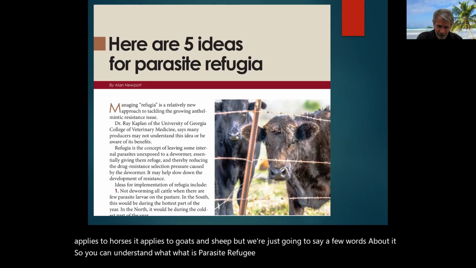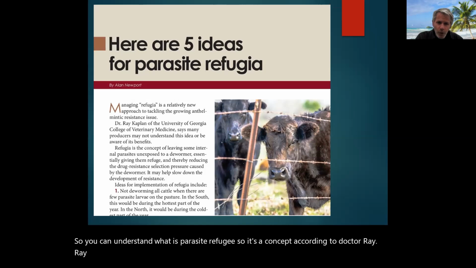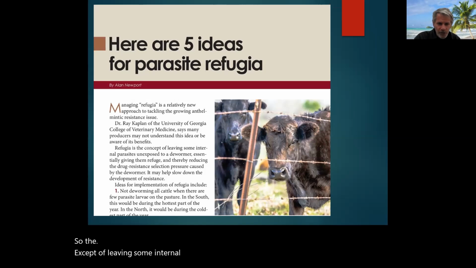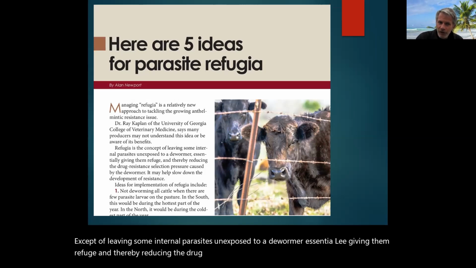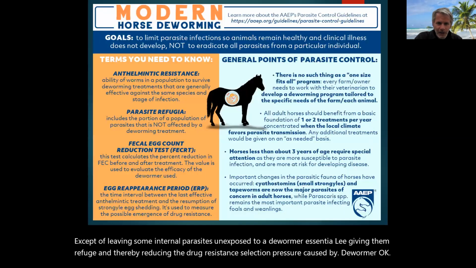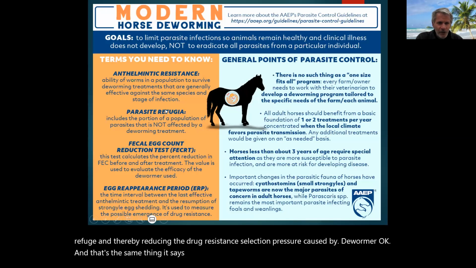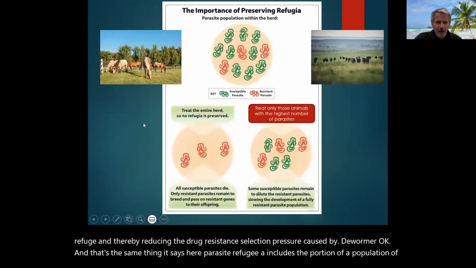So it's a concept, according to Dr. Ray Kaplan. It's a new approach to tackling the growing anthelmintic resistance issue. The concept is leaving some internal parasites unexposed to a dewormer, essentially giving them refuge and thereby reducing the drug resistance selection pressure caused by the dewormer. Okay, and that's the same thing it says here. Parasite refugia includes the portion of a population of parasites not affected. So what does it mean?